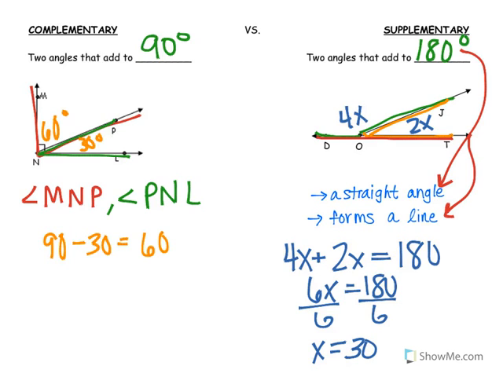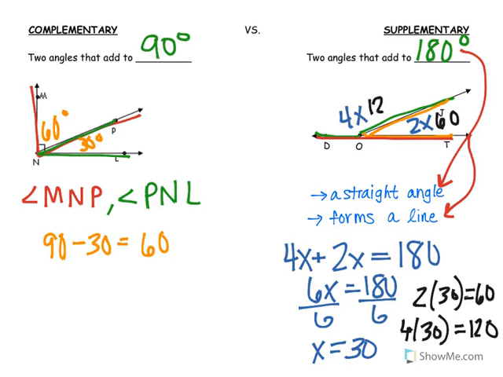So that's my x value, and we can take that x value and plug back in. So I can do 2 times 30, and that will get me 60, and then 4 times 30, and that gets me 120. And what do you notice about 60 plus 120? That is 180, so it works.